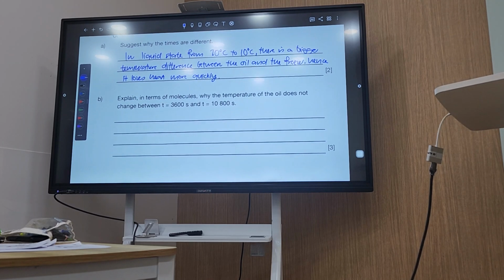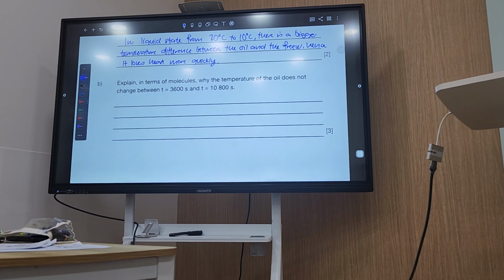Okay. So firstly, we will say that yes, indeed, between 3600 seconds and 10800 seconds, energy is being lost to surroundings as the particles are being drawn, or attracted, closer together.